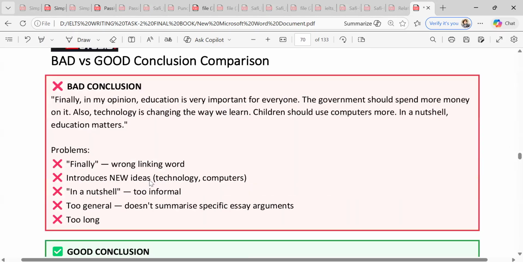So now let's start the good conclusion and bad conclusion comparison. We started with finally, and I told you never start with that. In my opinion, education is very important for everyone. The government should spend more money on it. Also, technology is changing the way we learn. Children should spend more time on computers. In a nutshell, education matters. Finally, we have introduced new ideas: technology as well as computers. In a nutshell is informal, never use it. It is too general, doesn't summarize specific arguments, and it's too long.